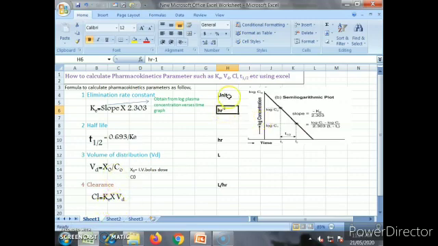Now we will see the different units for these parameters. Elimination rate constant has a unit of per hour. Half life has a unit of hour. Volume of distribution is in liter and clearance is liter per hour. So now we will go for the actual calculation of these parameters.